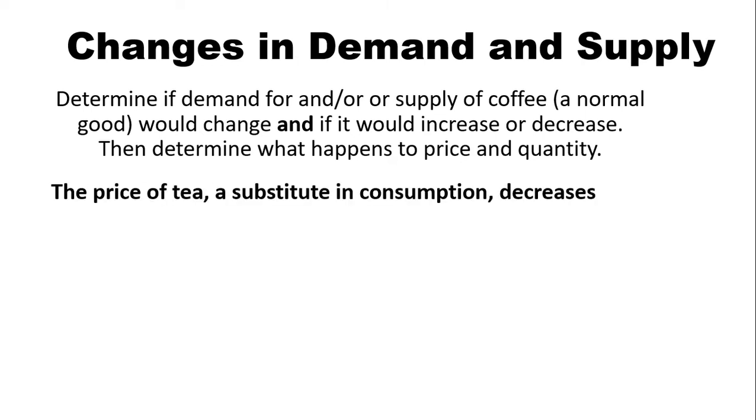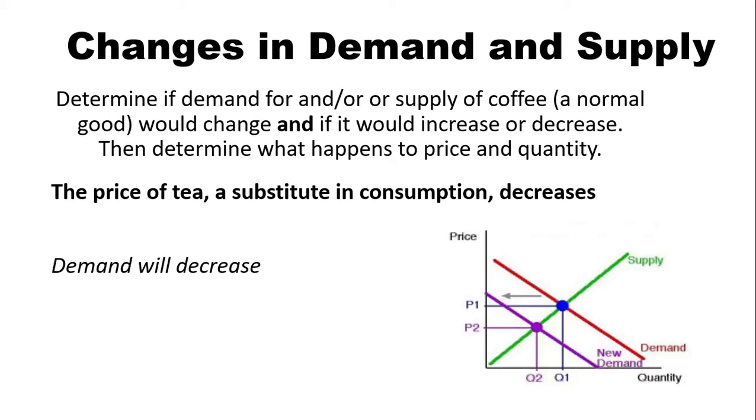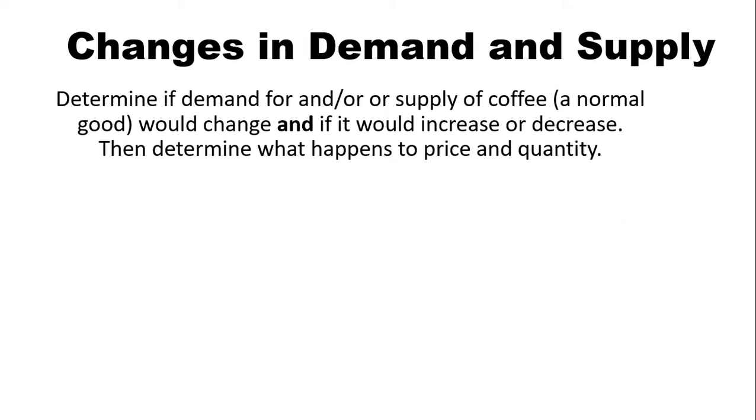Okay, so the price of tea, a substitute in consumption, decreases. We've already said anytime it says the word consumption, that's going to be demand. Okay, so if the price of tea, a substitute in consumption, decreases, that means I'm going to want to buy more tea because it's now cheaper. And if I buy the tea because it's a substitute to coffee, then my demand's going to decrease. Okay, so if demand decreases, price decreases, quantity decreases.